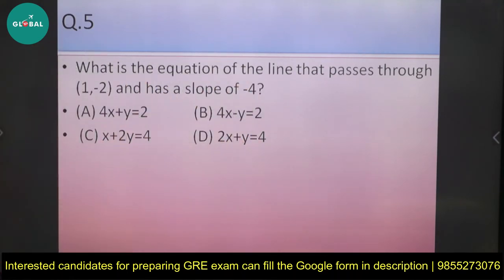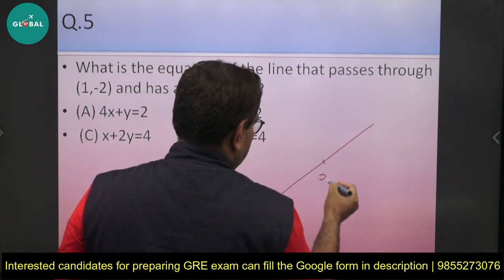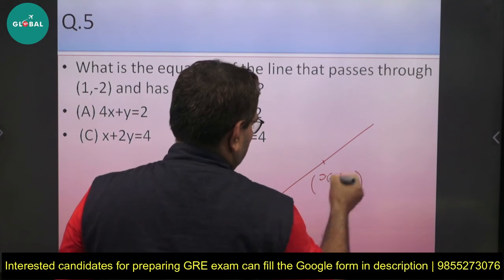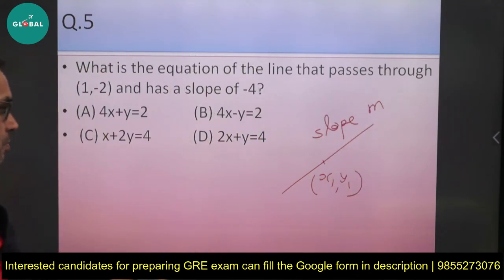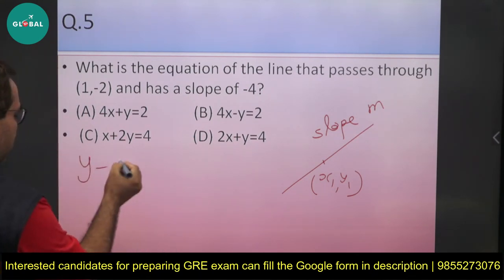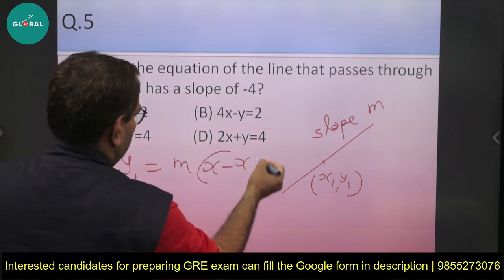Like distance formula, section formula, different forms of straight lines. All these things you have to prepare. Slope of a line, angle between two lines, all these things are important for the GRE exam. So now if we have a straight line passing through any point x1 comma y1 and having slope m, what is the equation of such a line? It is y minus y1 equal to m into x minus x1.